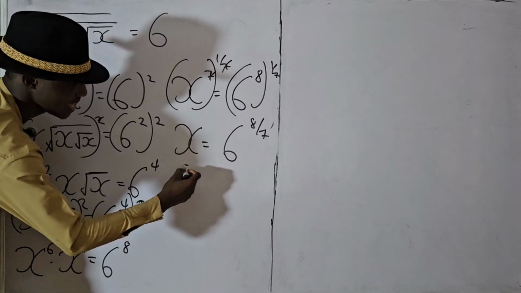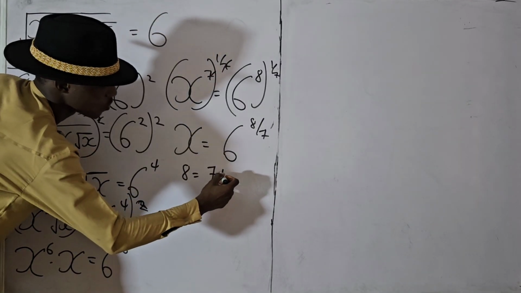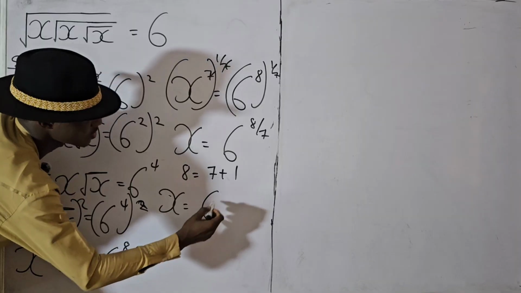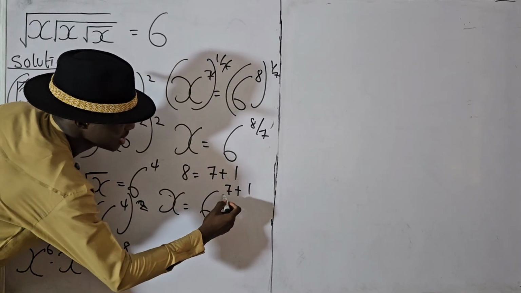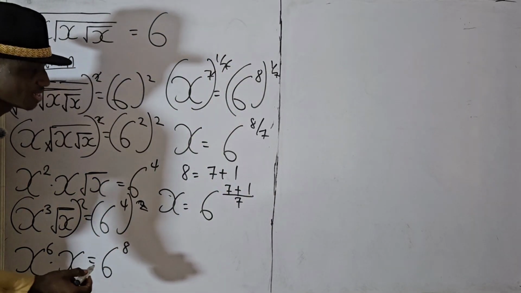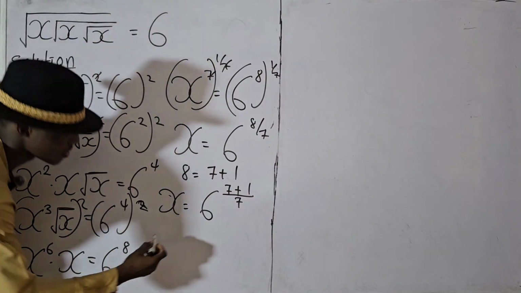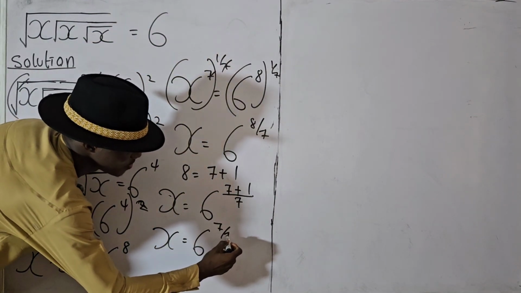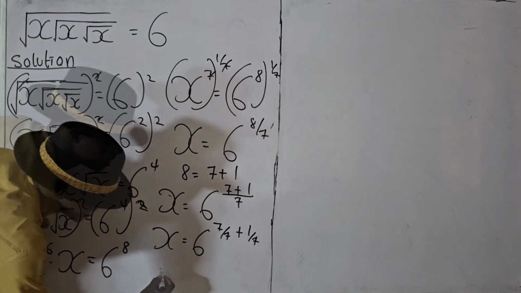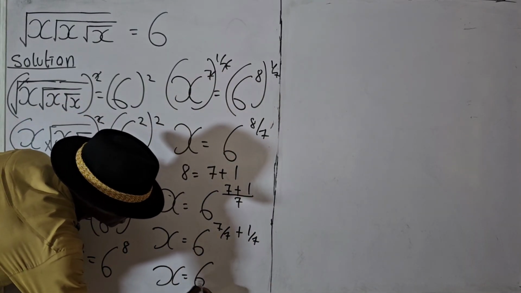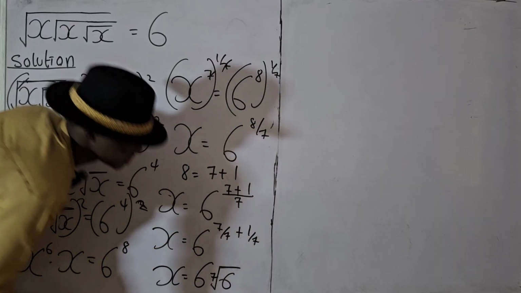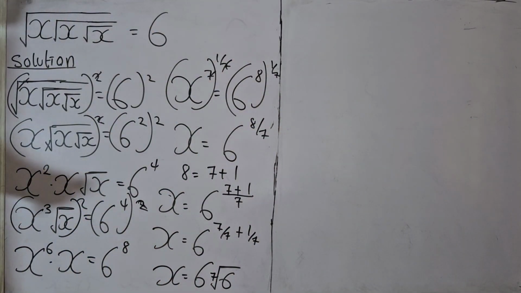Now, do not forget that 8 can be written as 7 plus 1. Is that not it? So I'm going to have x equals 6 raised to the power of (7 plus 1) over 7, right? Now, splitting this, we're going to have x equals 6 raised to the power of 7 over 7 plus 1 over 7. So x will be equal to 6 multiplied by the 7th root of 6. Do you understand? That is the final answer.